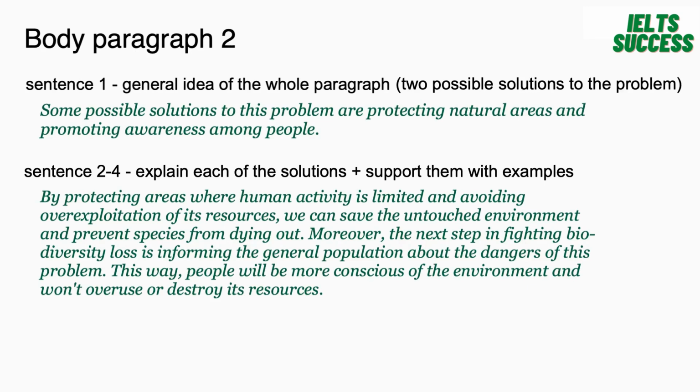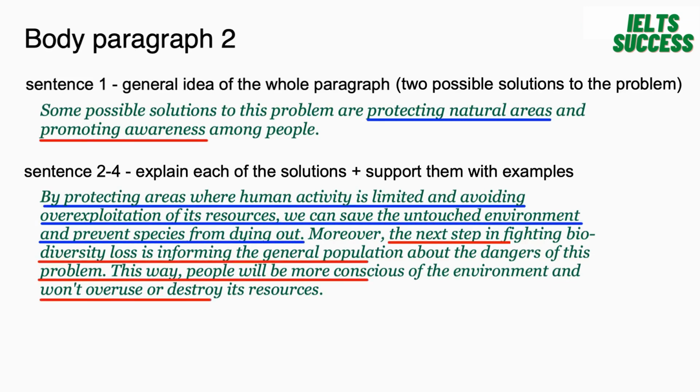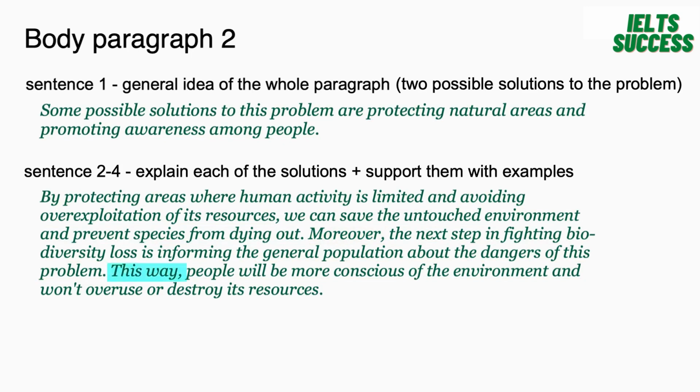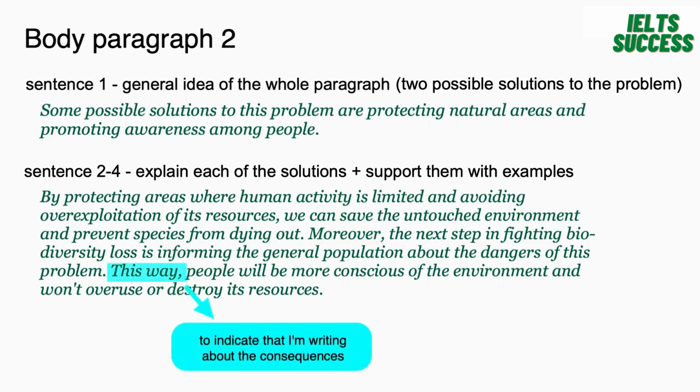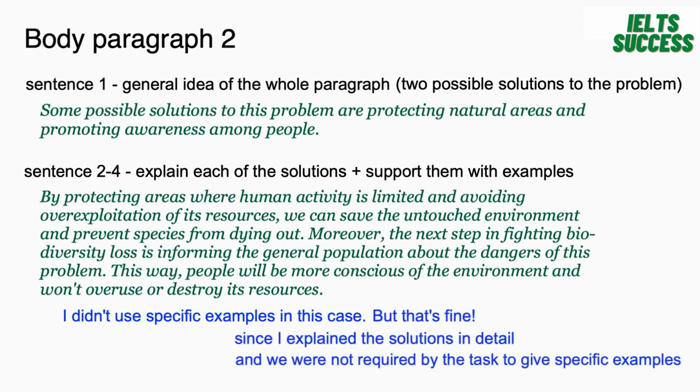As you can see, I started by explaining the first solution, and then I moved to the second solution. I used the linking word "moreover" to make a smooth transition from the first solution to the second solution. And I used the phrase "this way" to indicate that I'm writing about the consequences. You can notice that I did not use specific examples in this case, but that's fine, since I explained the solutions in detail and we were not required by the task to give specific examples.